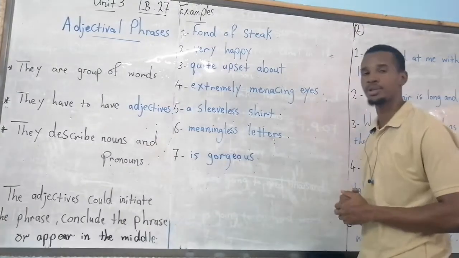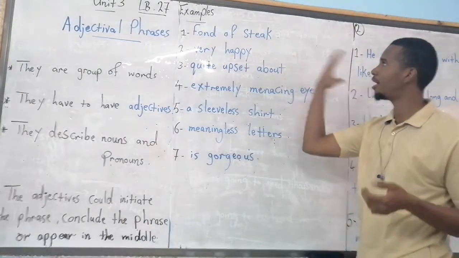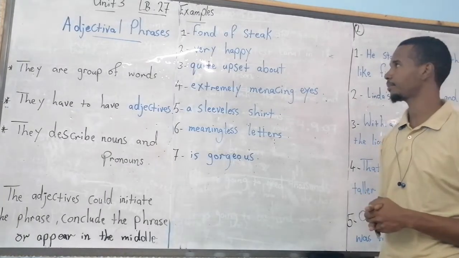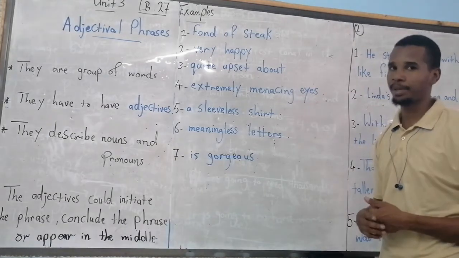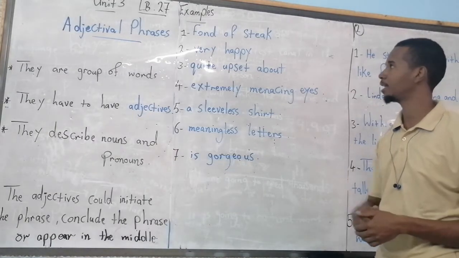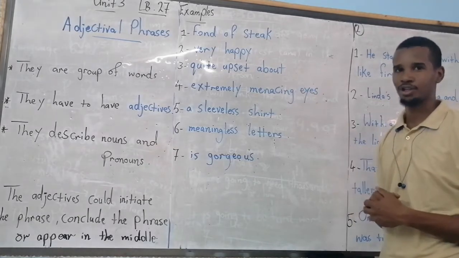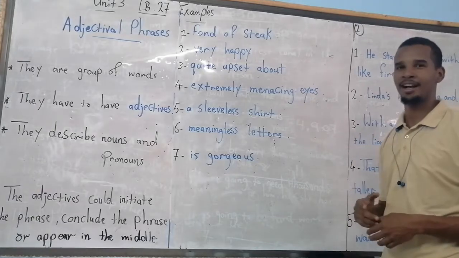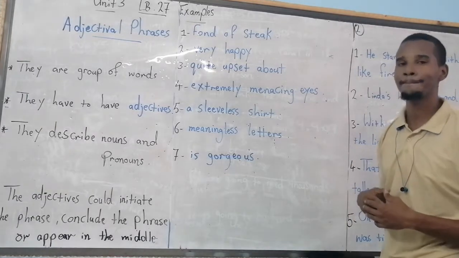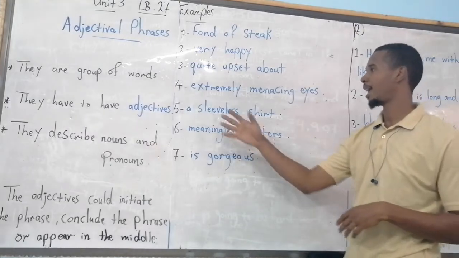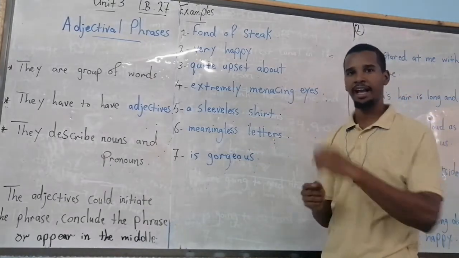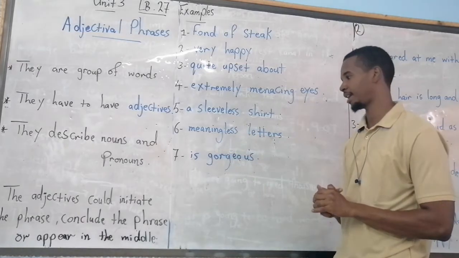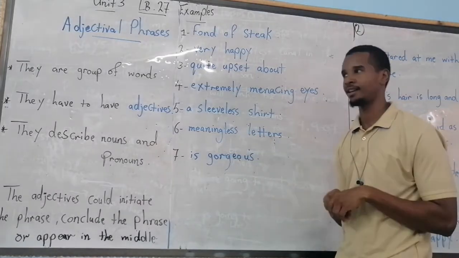All right, let's have some examples so they should be more clear. Fond of steak. Repeat after me. Fond of steak. Very happy. Quite upset about. Extremely menacing eyes. A sleeveless shirt. Meaningless letters. And is gorgeous.